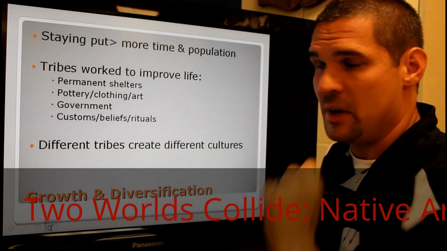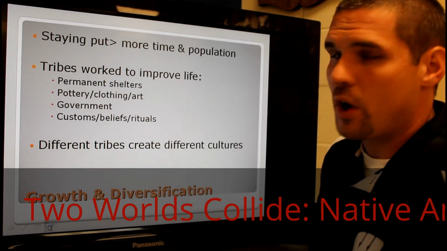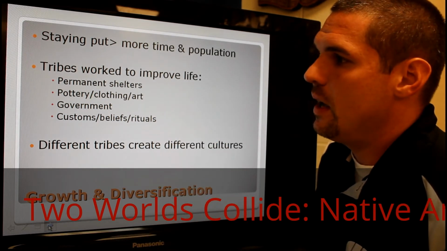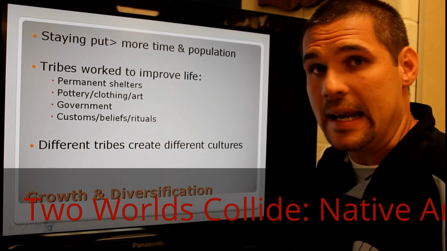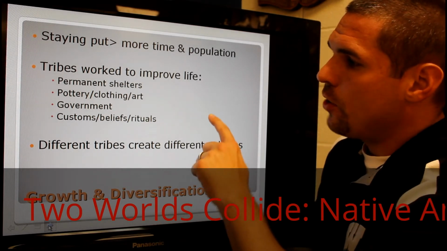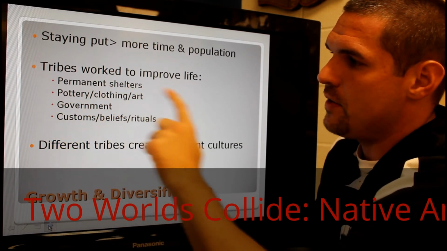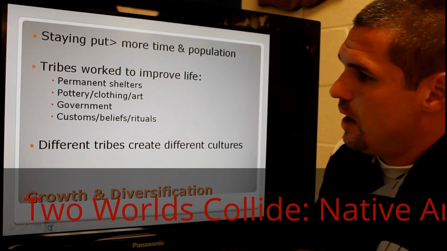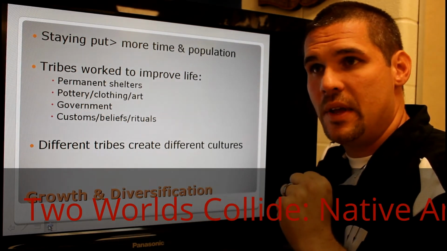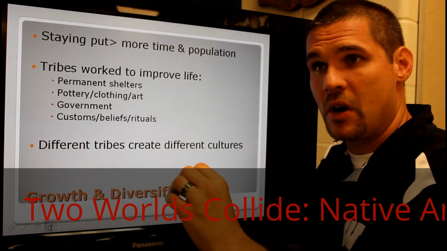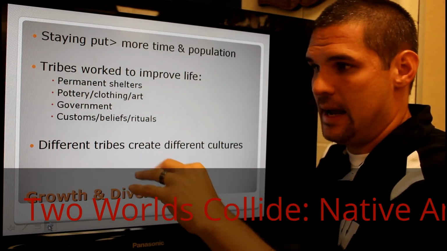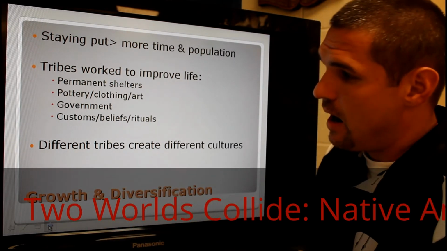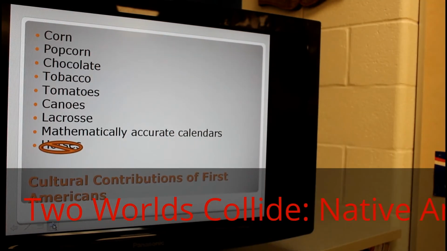So they started building permanent shelters. They started working more on their culture with pottery and clothing and art. And they even started setting up governments. And the culture is going to be more defined throughout time in their customs and their beliefs and their rituals. Now, depending on where these first Americans, or Native Americans, migrated or settled in what is today the United States of America, that would depend on what kind of culture they had.